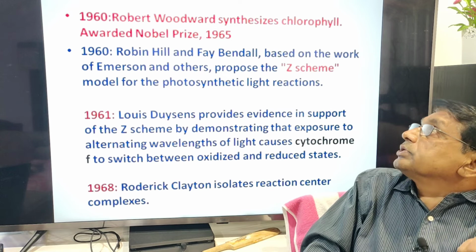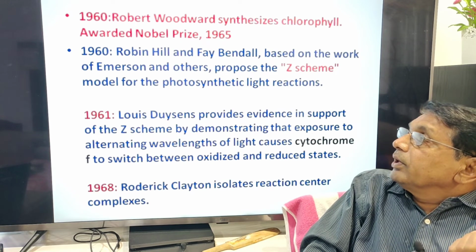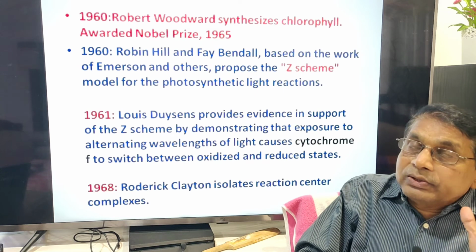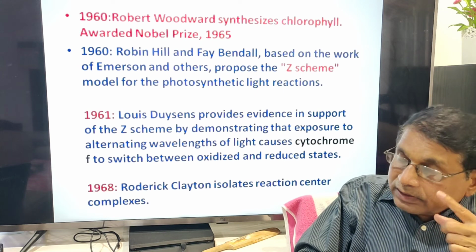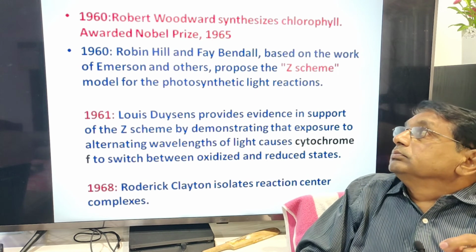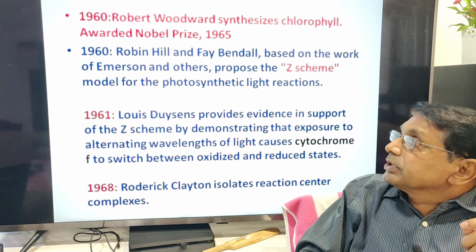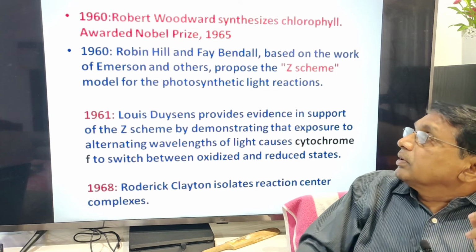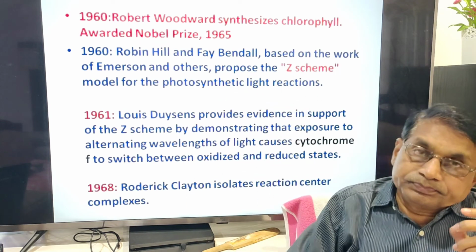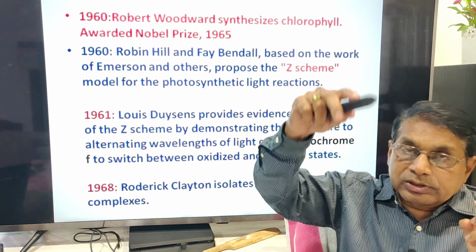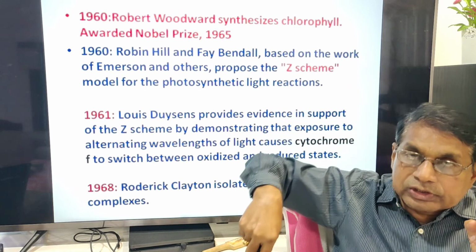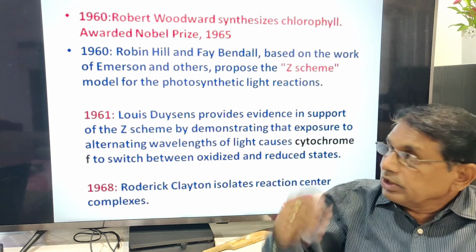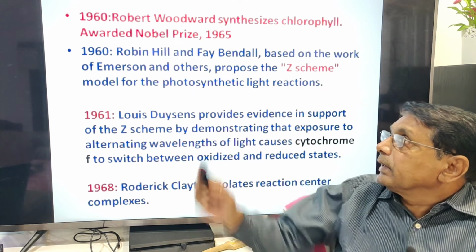Robert Woodward synthesized chlorophyll and was awarded the Nobel Prize. Earlier scientists had elucidated the structure, but here they synthesized the chlorophyll. Awarded the Nobel Prize in 65. Hill and Bendall proposed the Z scheme: photosystem 2 and photosystem 1, one dependent on another. The Z scheme was by Robert Hill.